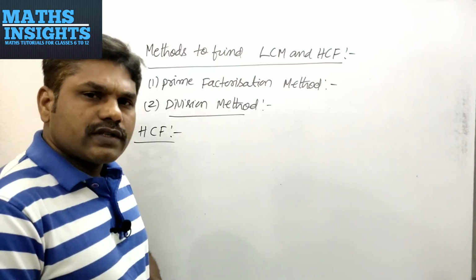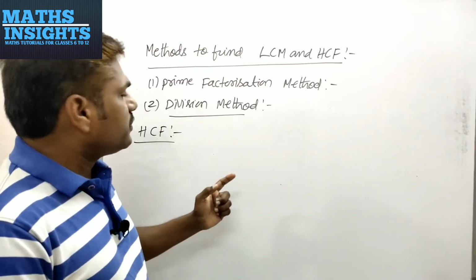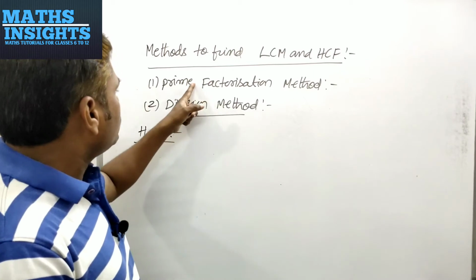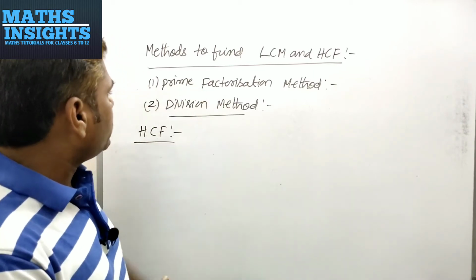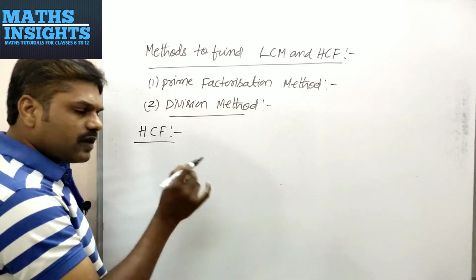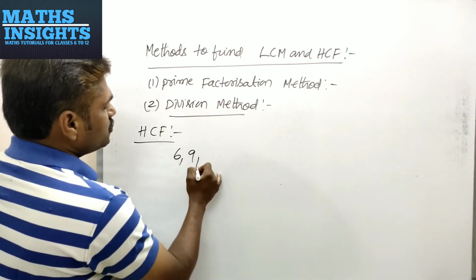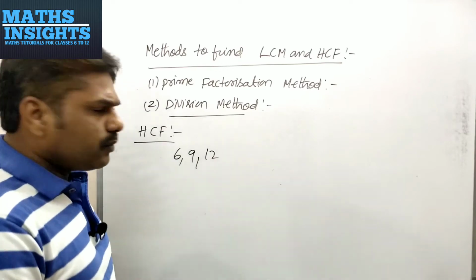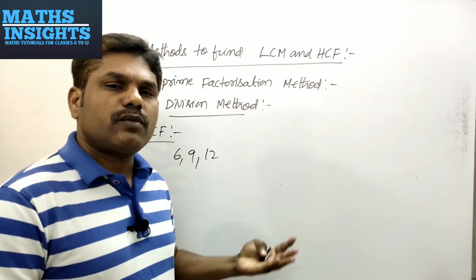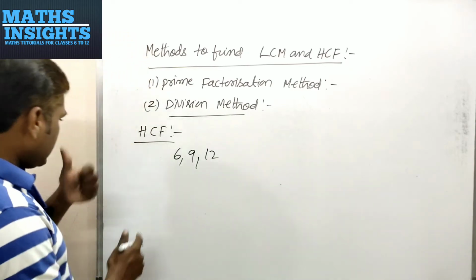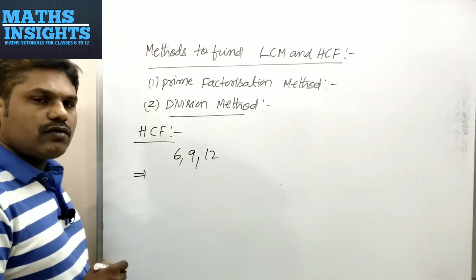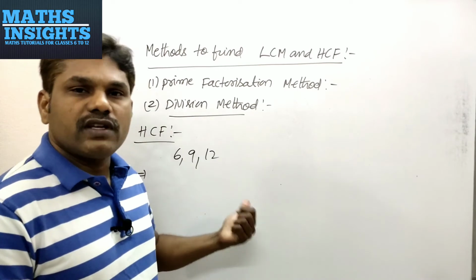Now I want to discuss how to find the HCF of numbers by using these two methods. These are the important methods: prime factorization method and division method. I am taking the same numbers, 6, 9, 12. You may take different numbers, and you may take 4 numbers or 5 numbers, whatever the number of numbers may be. See, in the same manner, you have to prime factorize every given number.